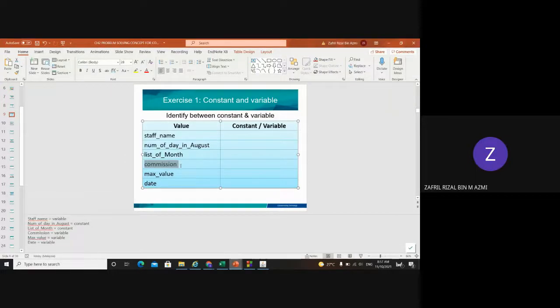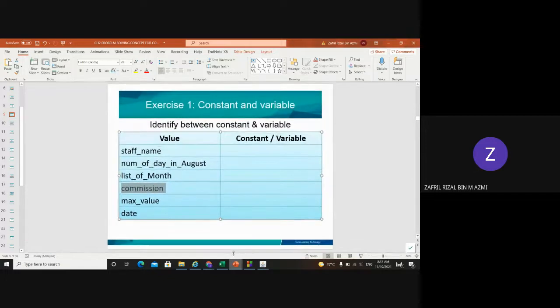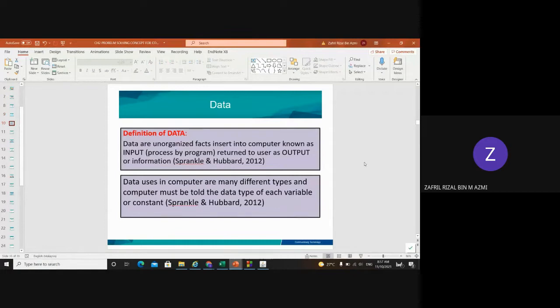Okay. Same goes to any value over here. So it is actually based on you as a programmer, how you want to define your variable, whether it's a constant or a variable. Okay, next.